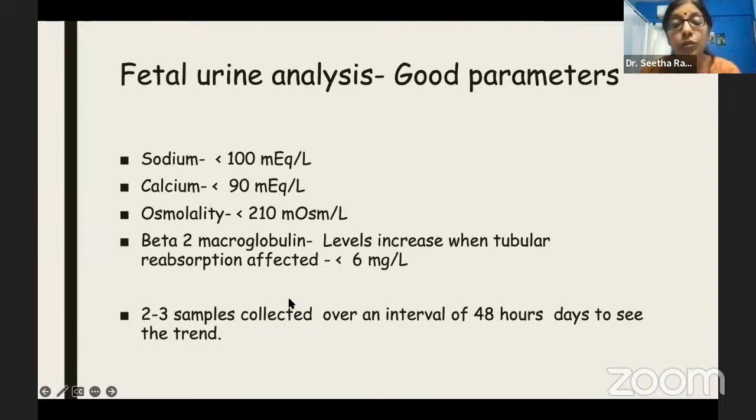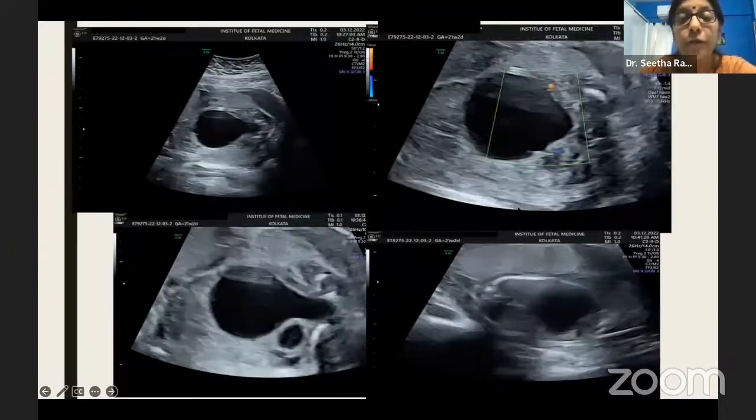So anything less than 6 is normal, and anything more than 9 we would consider as severe. And of course, this is important: one sample is not enough. Usually 2 to 3 samples are collected over an interval of 48 hours. And if all 3 samples show good parameters, then obviously this means that this fetus is suitable for intervention.